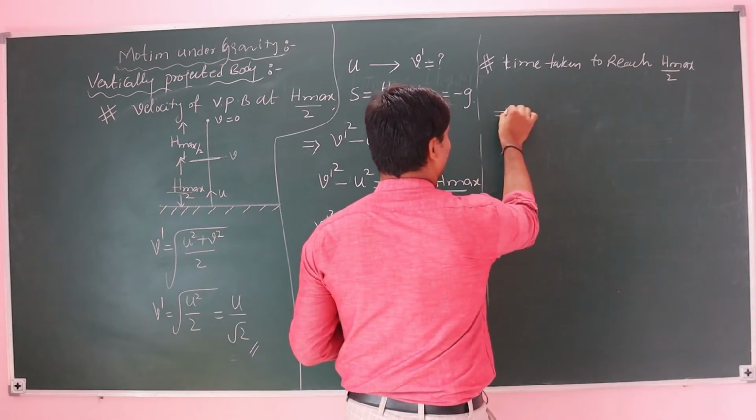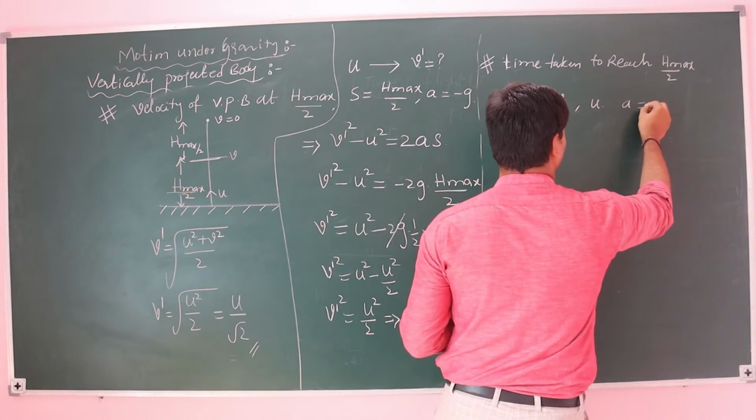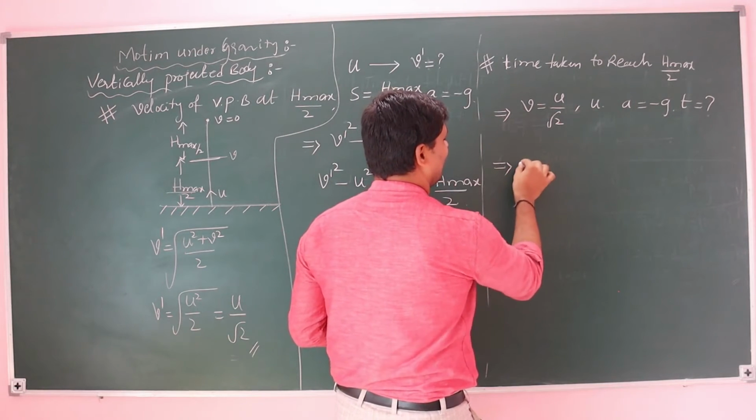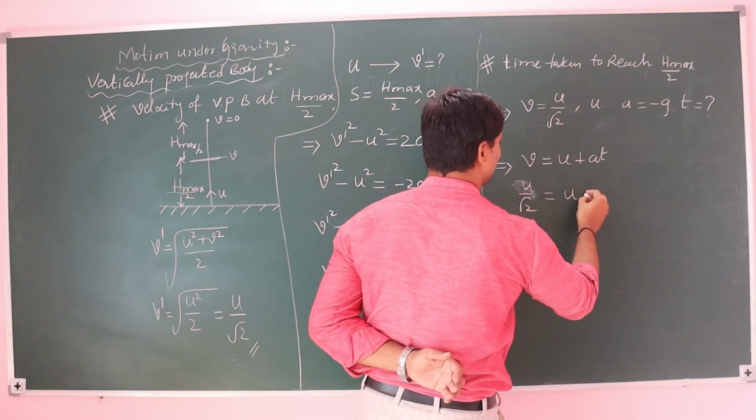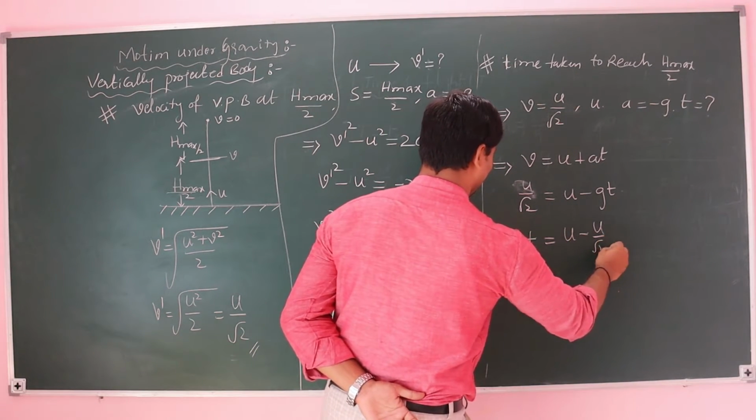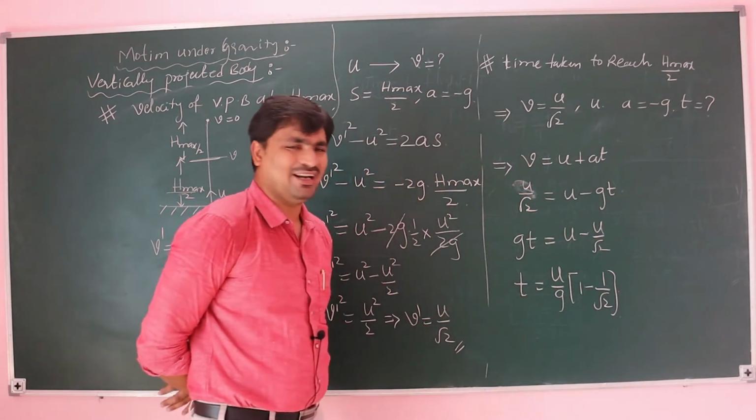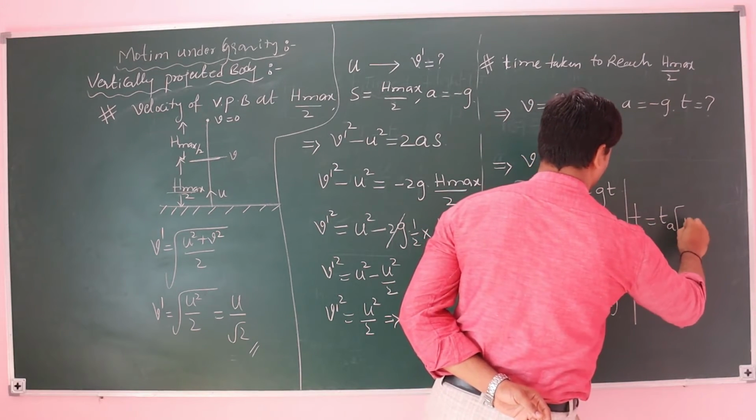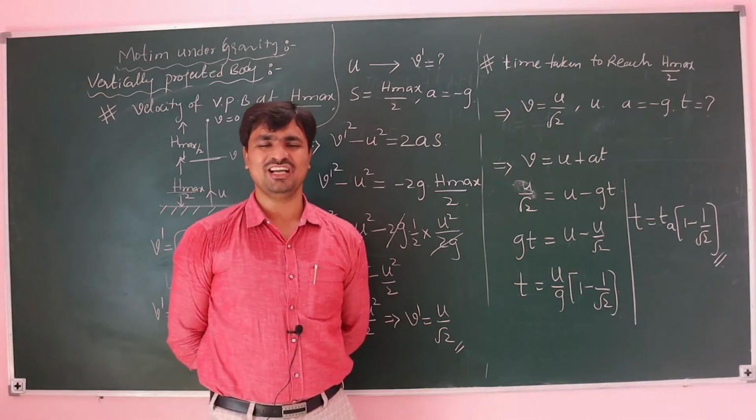So see here, we consider the final velocity, which we know is u by root 2, the initial velocity u, and a equal to minus g. You require the time. V is equal to u plus at, so u by root 2 is equal to u minus gt. Then gt is equal to u minus u by root 2. Then t is equal to u by g, taking u common, into 1 minus 1 by root 2. U by g is nothing but the time of ascent. So t is equal to time of ascent into 1 minus 1 by root 2. That is the time taken by the vertically projected body to reach half of the maximum height.